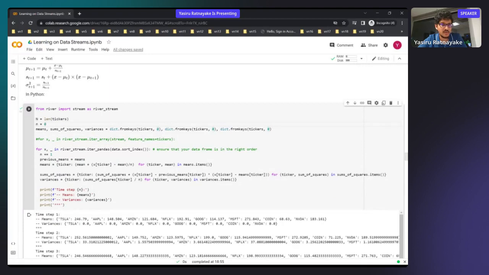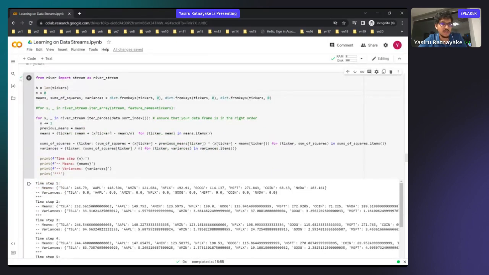So I'm actually not going to use that stream data set. I'm going to default back to the original data set because of the issue that I had. So I'm going to iterate over that data set. River gives you in this stream module something called iter pandas.